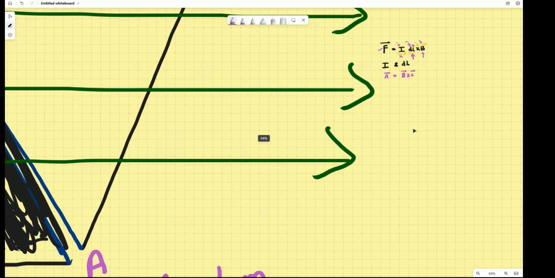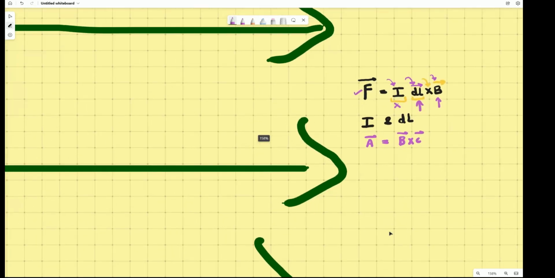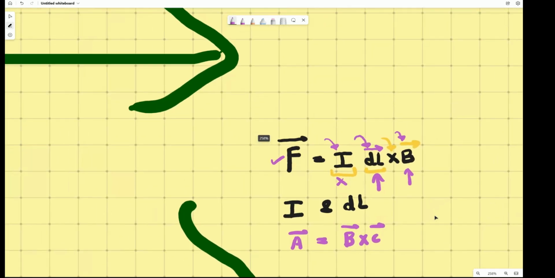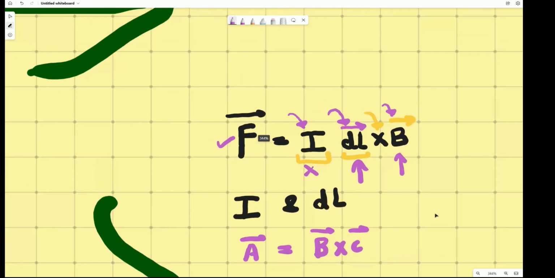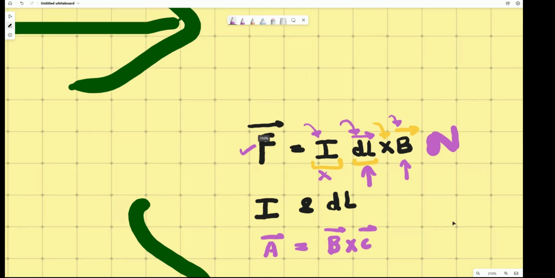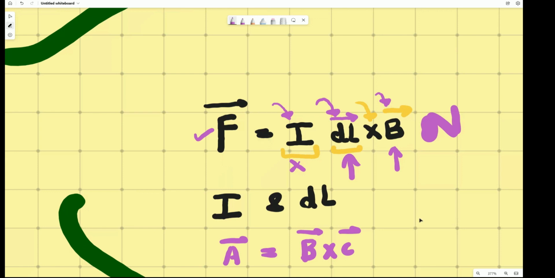Let me just enlarge it for you so that you can see it very clearly. Okay, this is it. And what is a force? It is always in newtons, right? This is always in newtons. Okay, current is in amperes. The length is in meters. B is in Tesla or Gauss, right? All right. Let me just tell you something more.